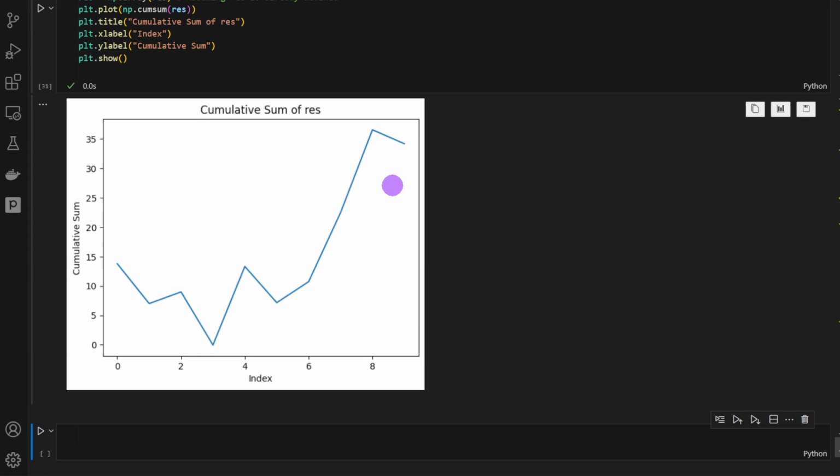I think this is not conclusive. We can't say that this is a profitable strategy, to be honest.